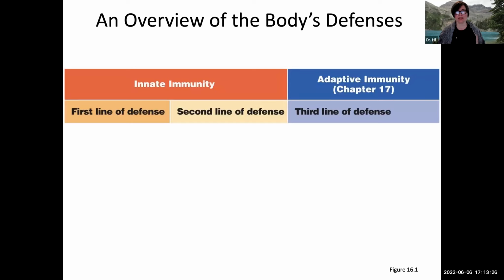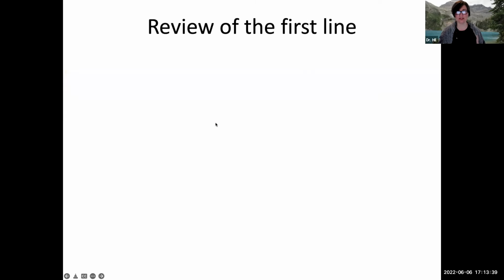So in these two branches of the immune system, there's actually three lines of defense, but the first and second fall under the auspices of the innate immune response, which is to say you get them right away and they don't really change. So let's review what's in them.